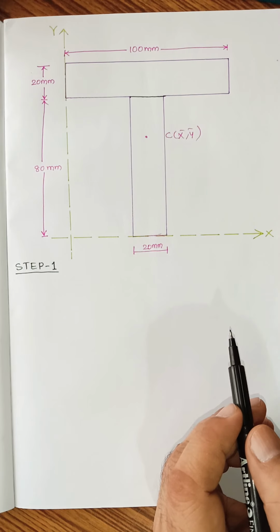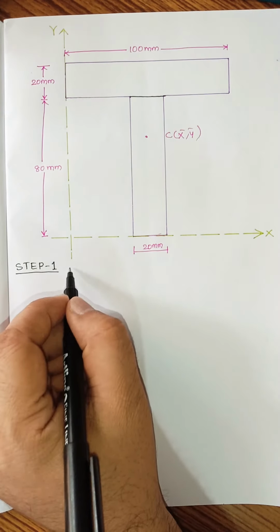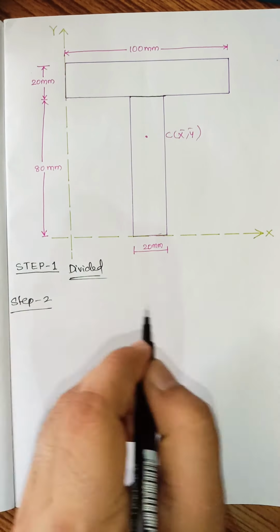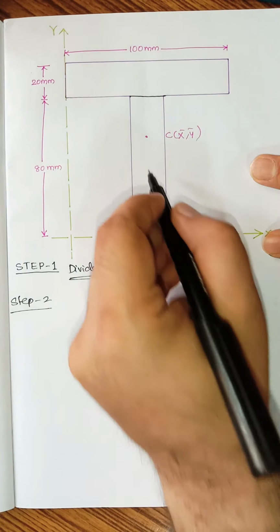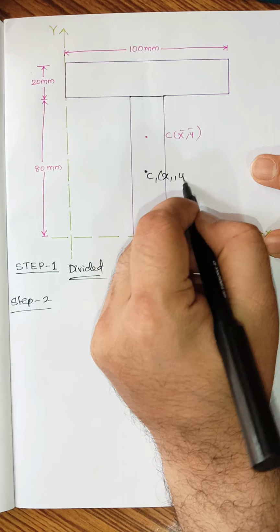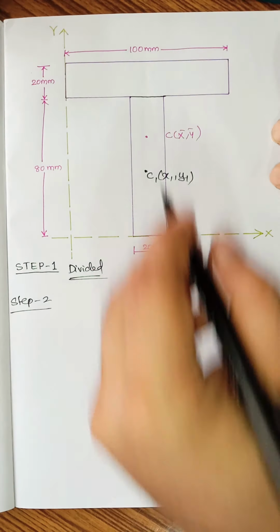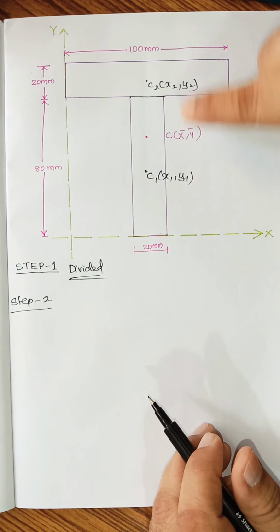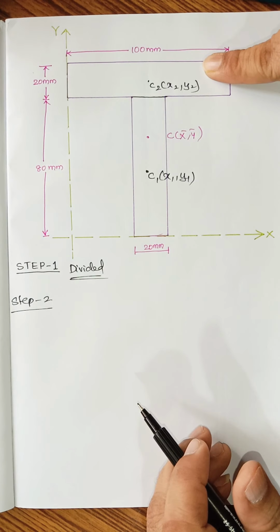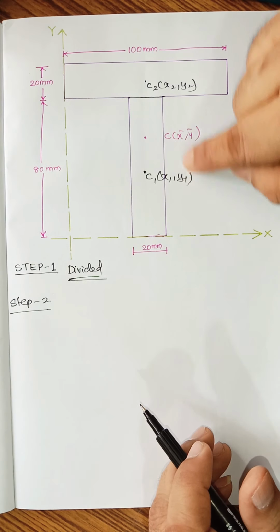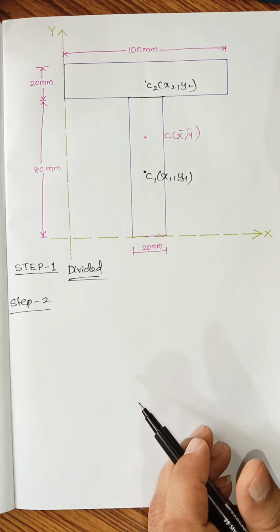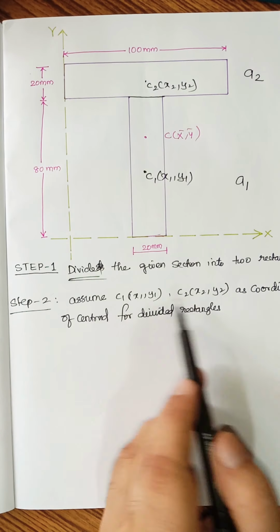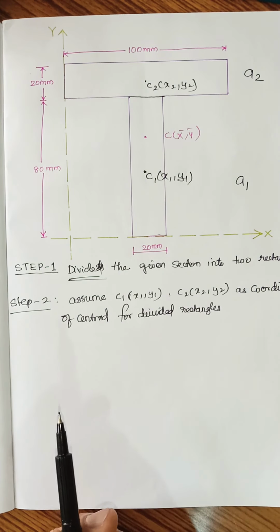Now let us assume in the second step that for the first rectangle there is a center C1 with coordinates x1, y1, and for the second rectangle there is a point C2 whose coordinates are x2 and y2. Now what are these? x1, y1 and x2, y2 are the coordinates of the centroid for the first as well as the second of the divided rectangles.